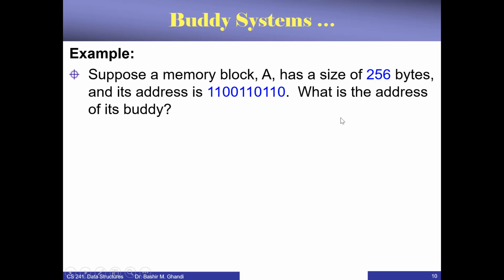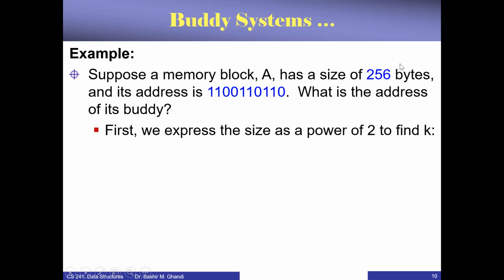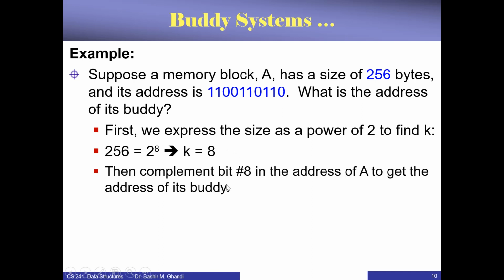Okay, so as we did in the previous slide, all we have to do is convert this size to a power of 2. First we express the size as a power of 2 to find what k is. Well, 256 is actually 2 to the power 8. So it means k is equal to 8. Therefore, all we have to do is complement bit number 8, counting from 0 and starting from the right to left, in the address of block A. That will give us the address of the buddy.